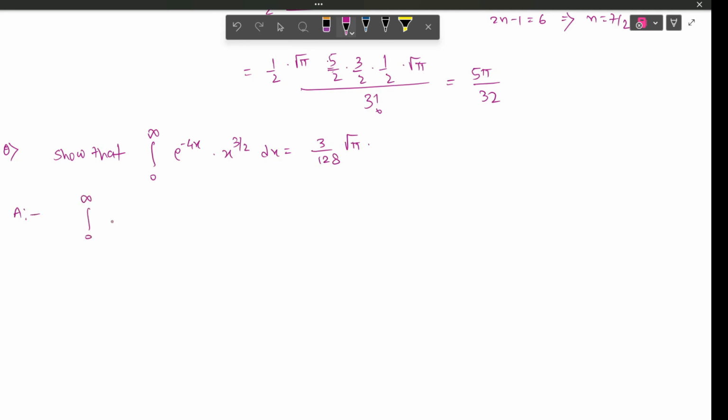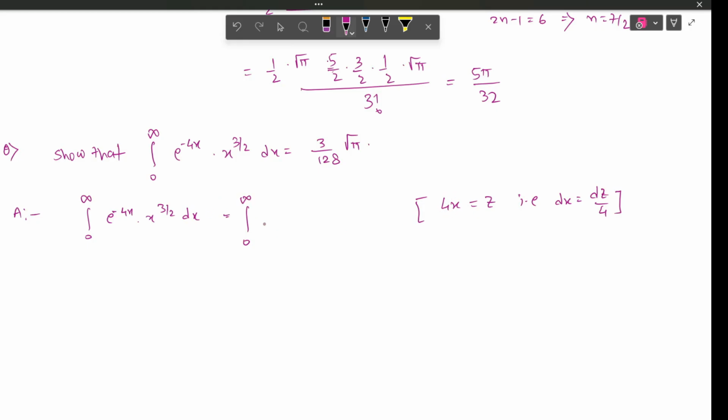Integration 0 to infinity e to the power minus 4x x to the power 3 by 2 dx. Now let us put 4x as z. Differentiate both sides with respect to x. We will get 4 dx equals dz. So dx should be dz by 4. Now we have to change the limit. If you put x as 0, z will be 0. If you put x as infinity, z will be infinity.